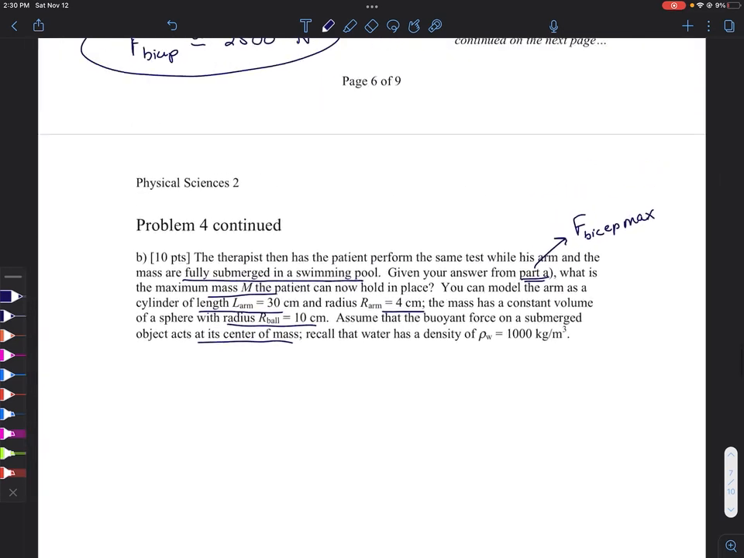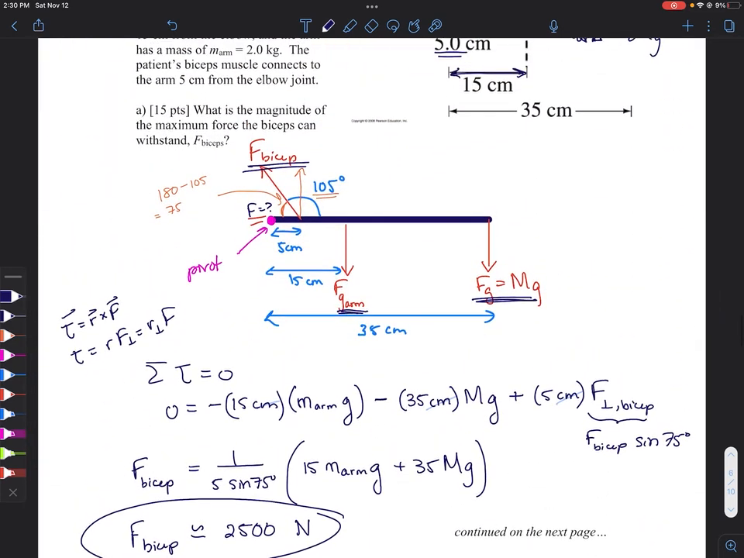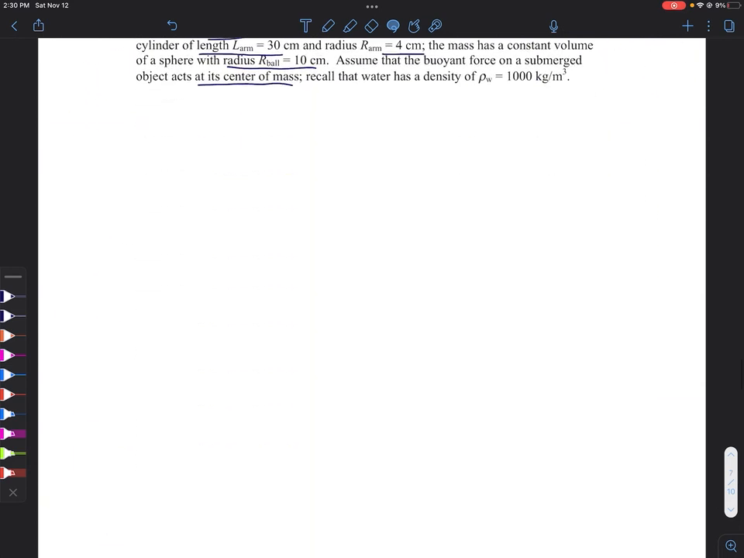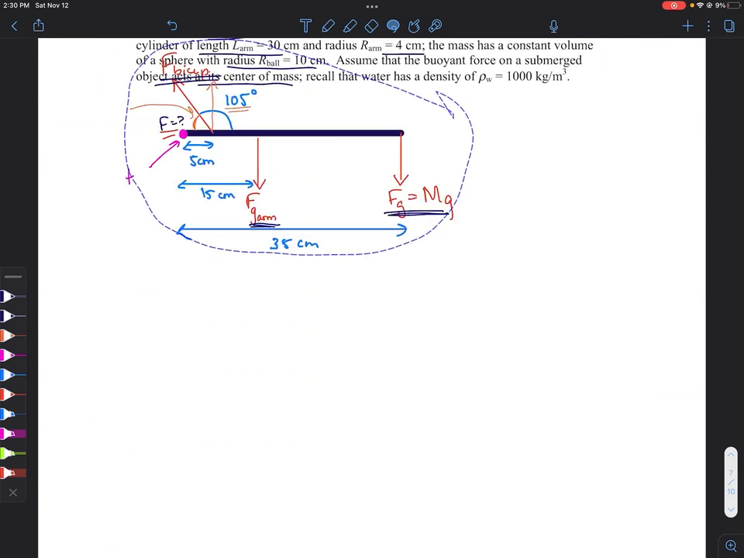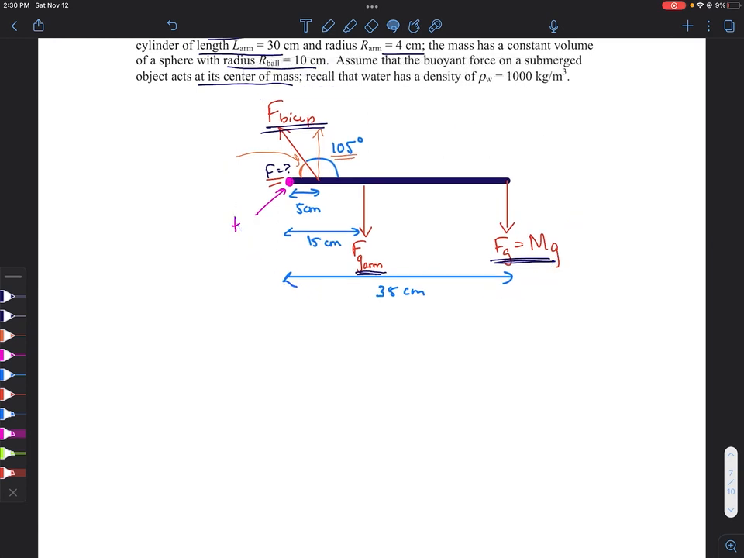Okay, so how is this case going to be different than our old case here? So I think I'm going to take this and copy it. Paste it here. So let me get rid of some of the extraneous stuff.